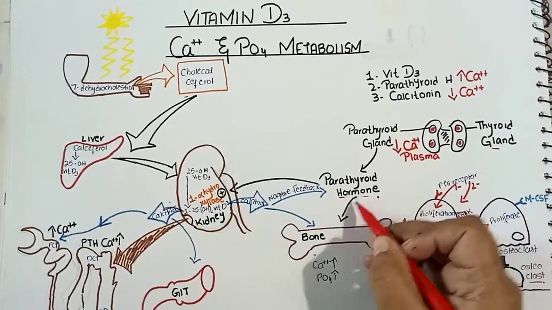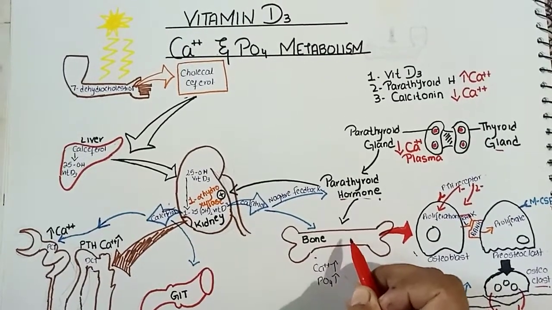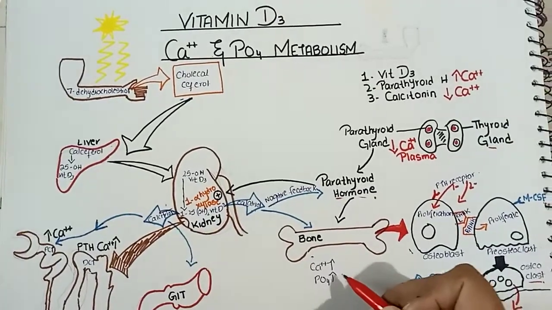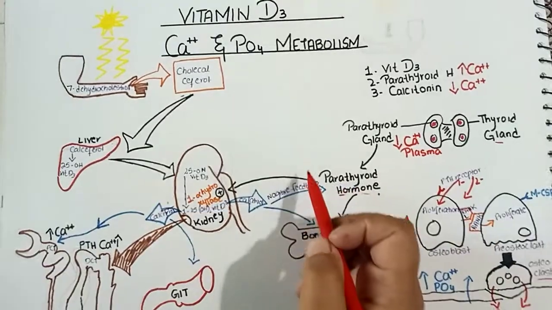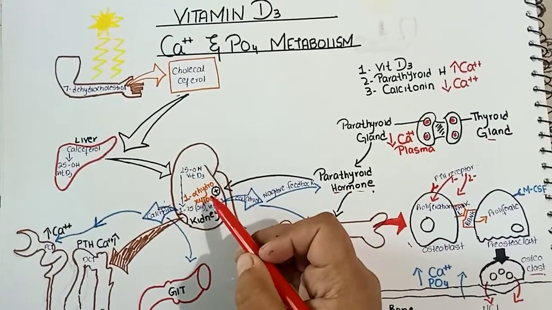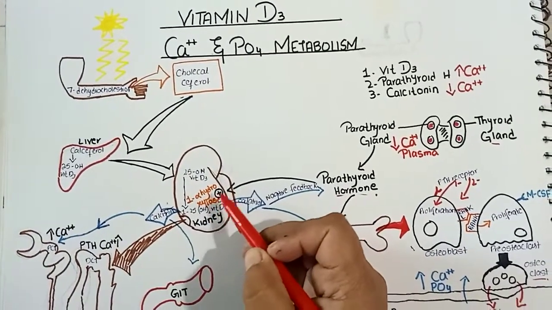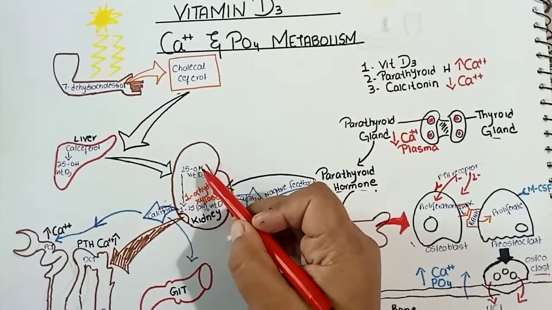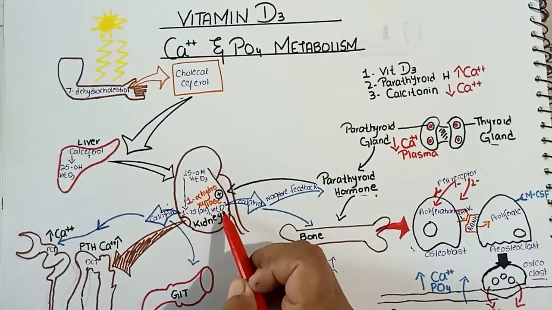The first one, it will act on the bone and break the bone matrix to release the calcium and phosphate into the plasma and elevate the calcium and phosphate level of the plasma. And the second is it will act on the kidney, basically the enzyme known as the 1-alpha hydroxylase within the kidney, which is important in conversion of 25 hydroxy cholecalciferol to the 125 dihydroxy cholecalciferol.